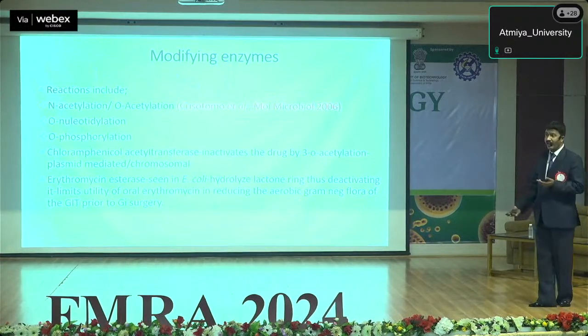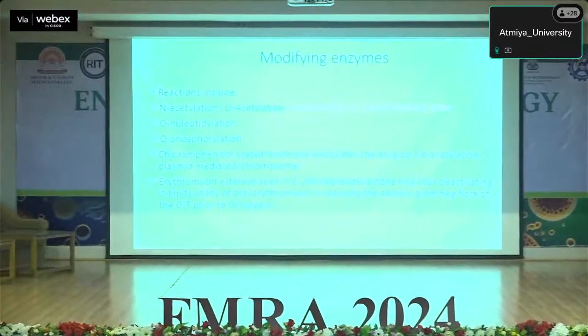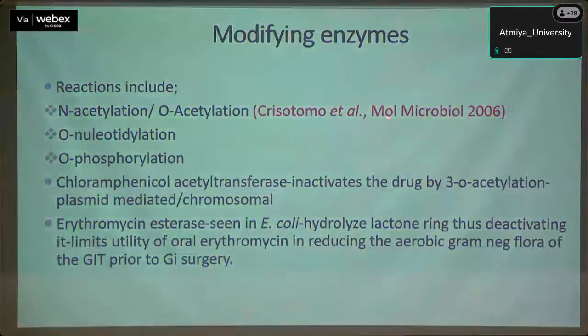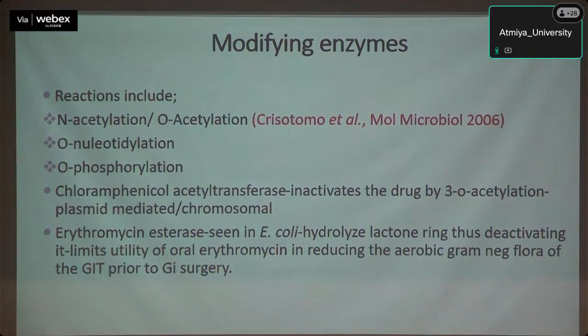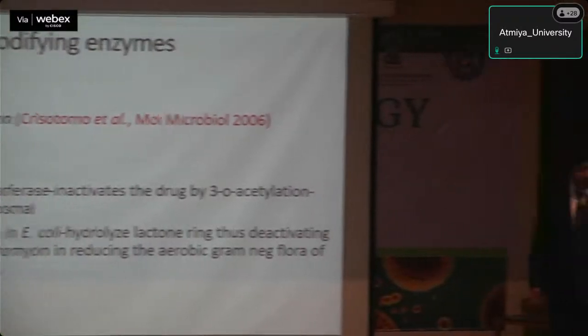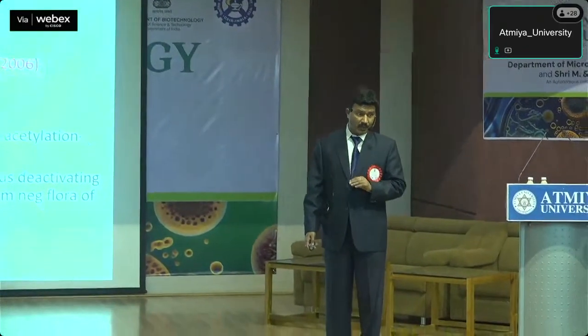So what are the modifying enzymes? I said the antibiotic gets modified. So N-acetylation, O-acetylation. We have published in Molecular Microbiology on O-acetylation of the teichoic acid. That also results in the development of penicillin resistance. That's again strange. Penicillin resistance has nothing to do with teichoic acid, and that was the only reason this was accepted by Molecular Microbiology.